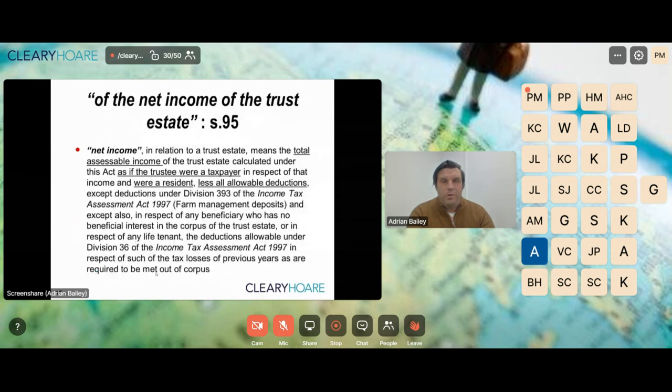The other concept within Section 97 is net income of the trust estate. Under Section 95, net income in relation to a trust estate means the total assessable income of the trust estate calculated under the Act as if the trustee were a taxpayer and were a resident, less all allowable deductions, except some deductions which are excluded. That's why you often see deeds trying to define income of the trust estate to be Section 95, because in that attempt we can try to make sure that our distributable income is the same as our tax law income.